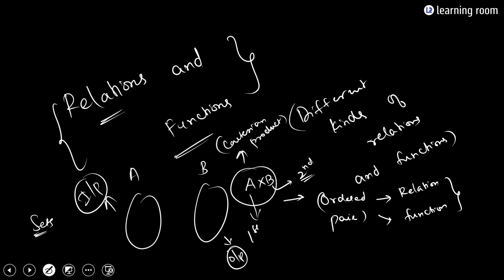Then what is the function? If I give one input, I should get only one output. So the input elements are called pre-image elements, and the output elements are called the image elements. That is why when you say for every element there should be a unique image, then it becomes a function. For one element, if there is more than one image, then it will become a relation. So functions are special kinds of relations.